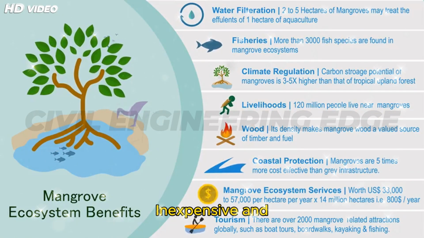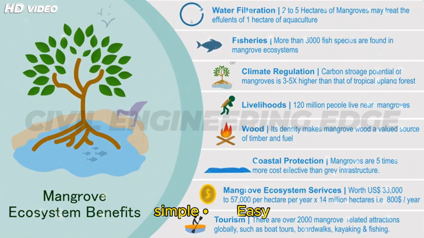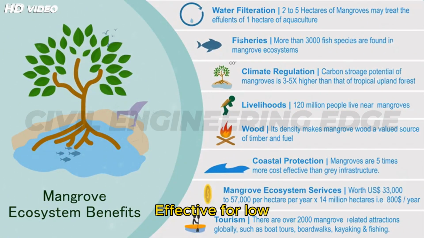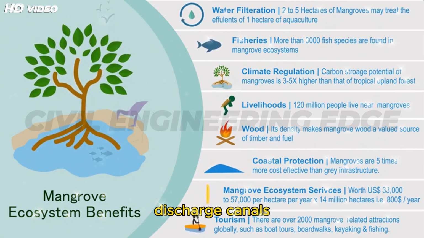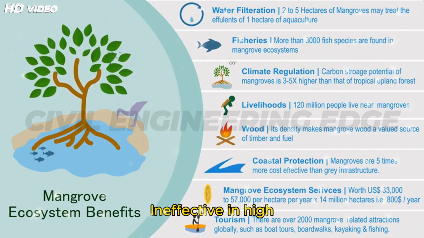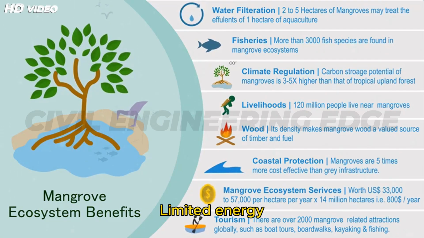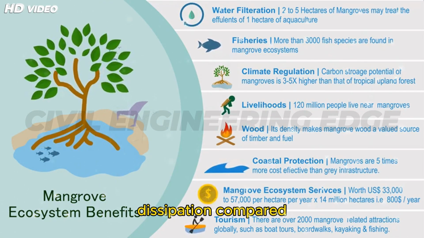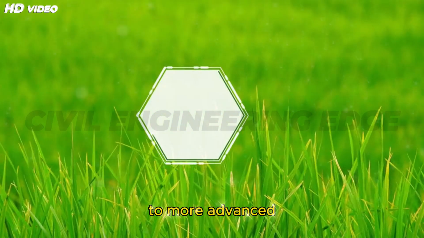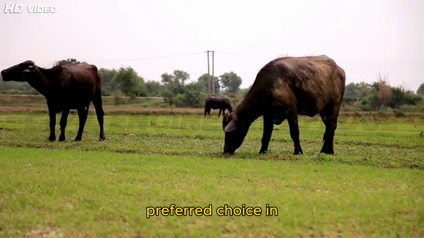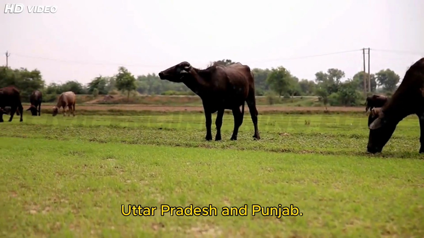Advantages: inexpensive and simple, easy to construct and maintain. Effective for low discharge canals. Limitations: ineffective in high discharge or high drop zones. Limited energy dissipation compared to more advanced falls. Commonly used in India's minor irrigation channels. It remains a preferred choice in flat terrains like Uttar Pradesh and Punjab.